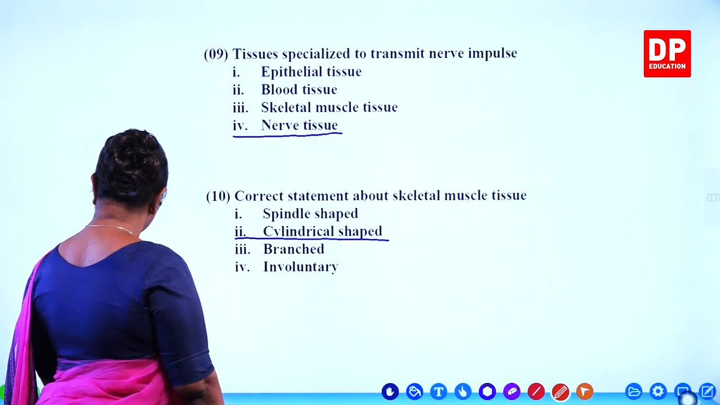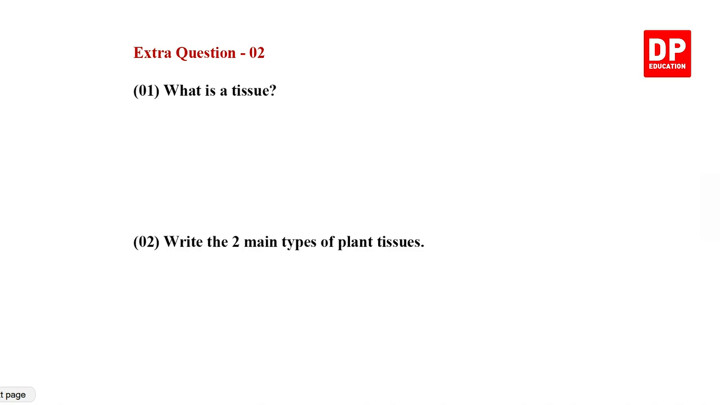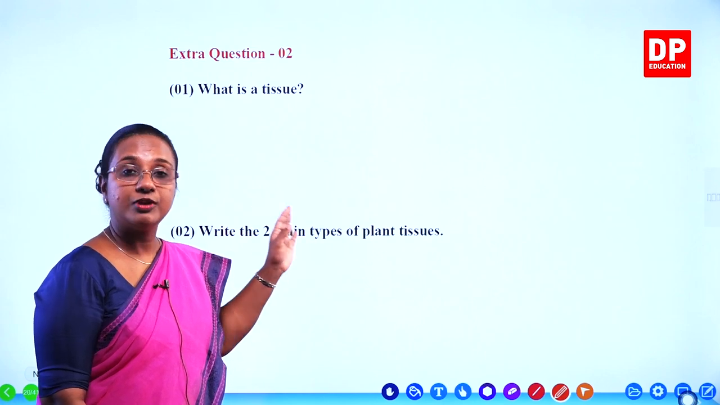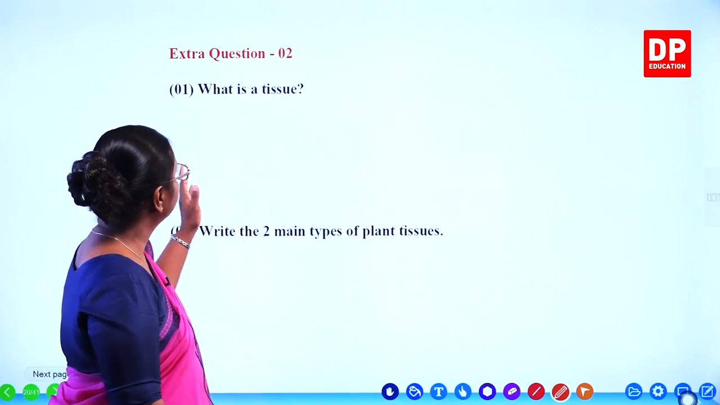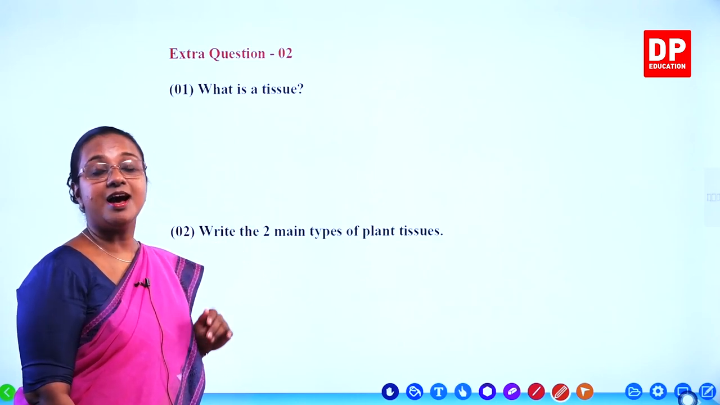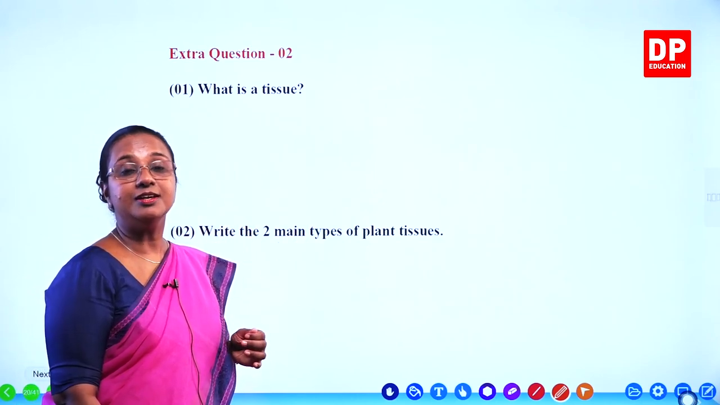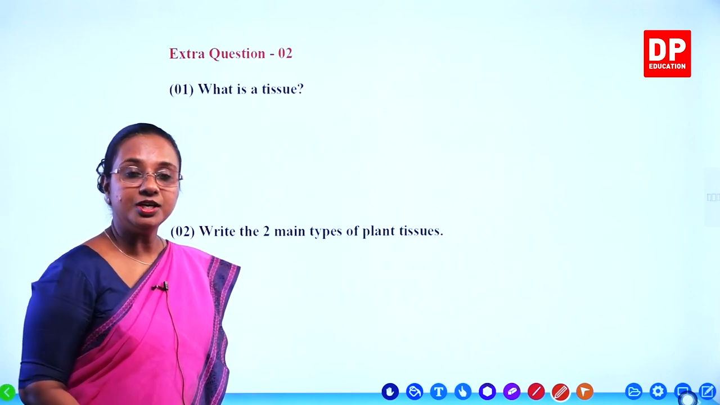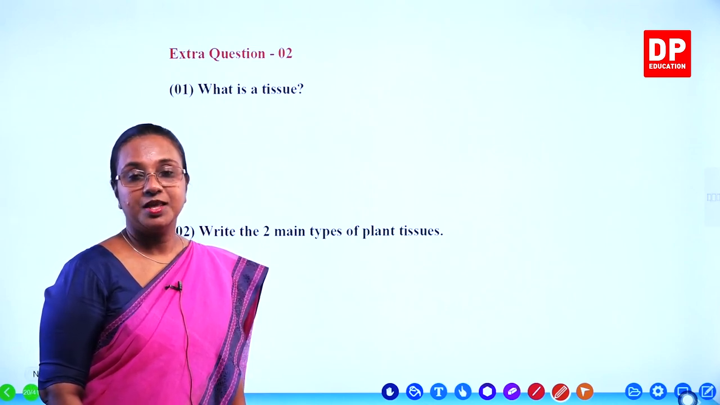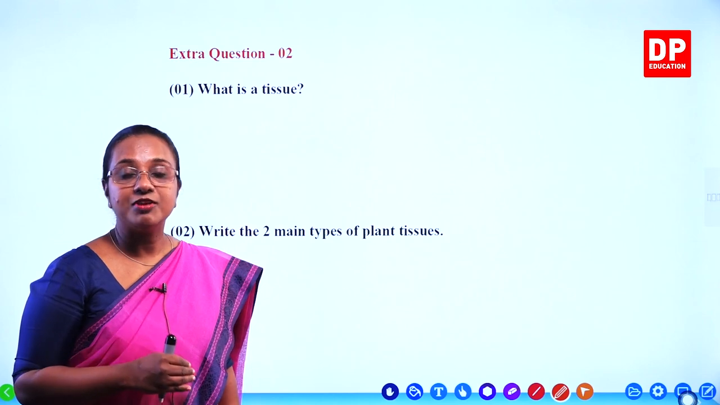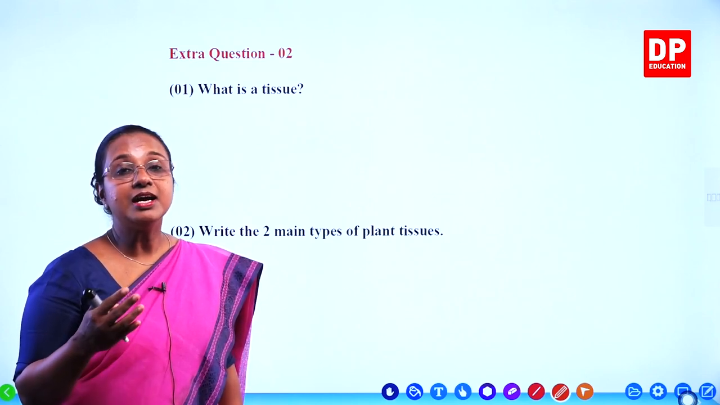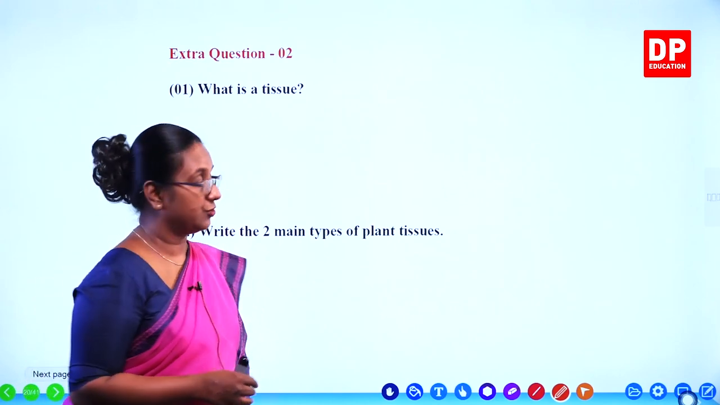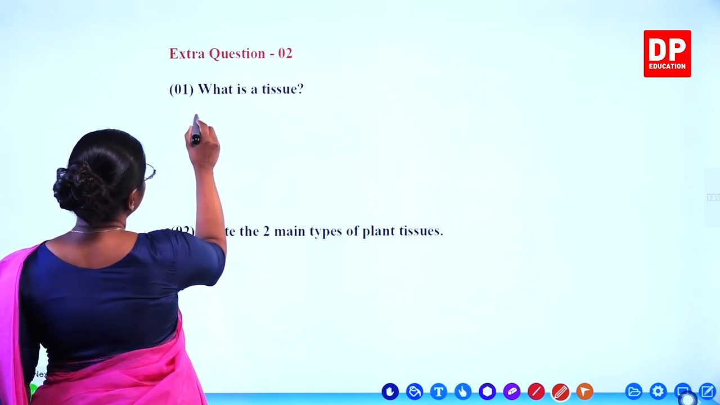We will move on to the next question. Extra question 2. So, here as you can see the question, students, you have to write the answers. So, what you can do is you can write the answer first and then listen to the discussion. What is a tissue? I'm sure you have written the correct answer. A group of cells that have a common origin that are adapted to perform a specific function is known as a tissue. So, we will have to write that down here.